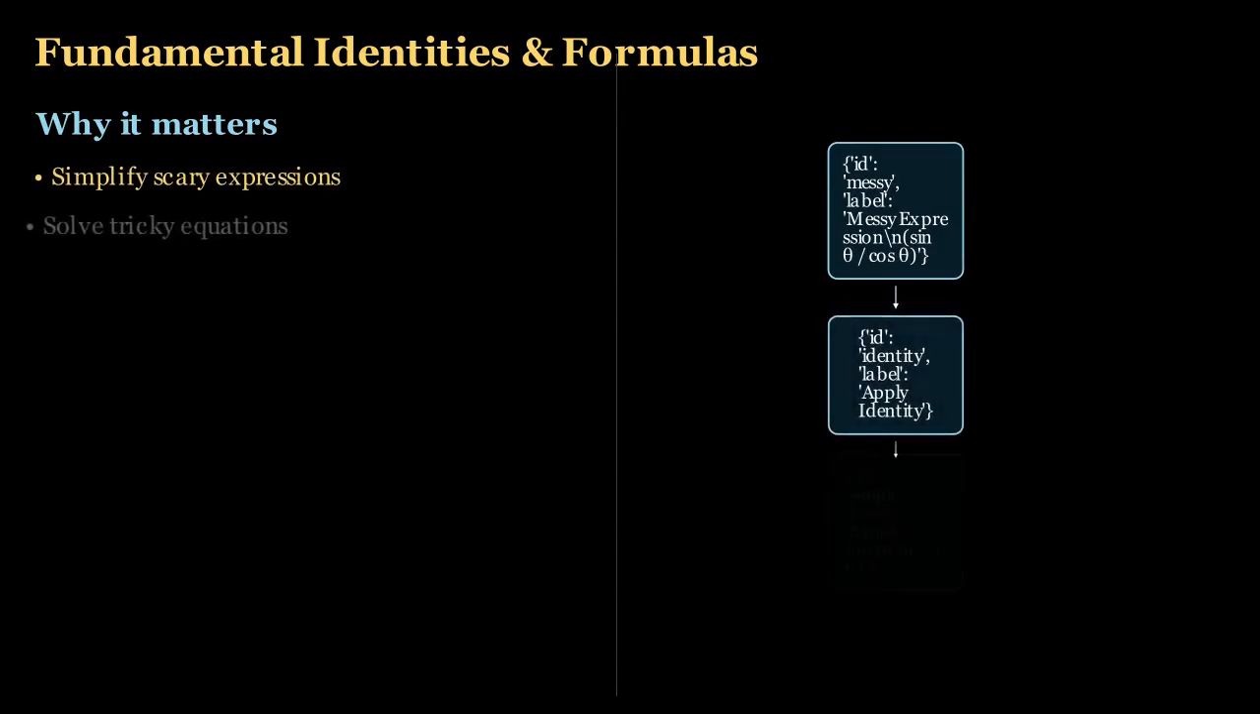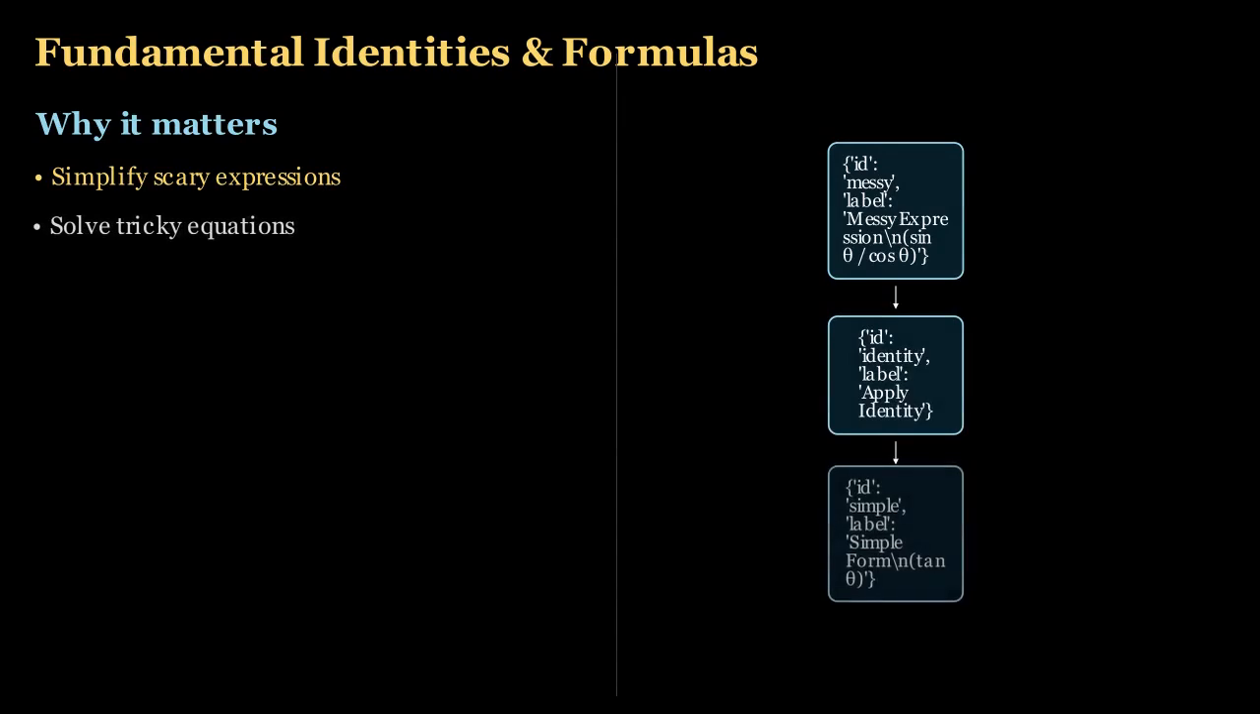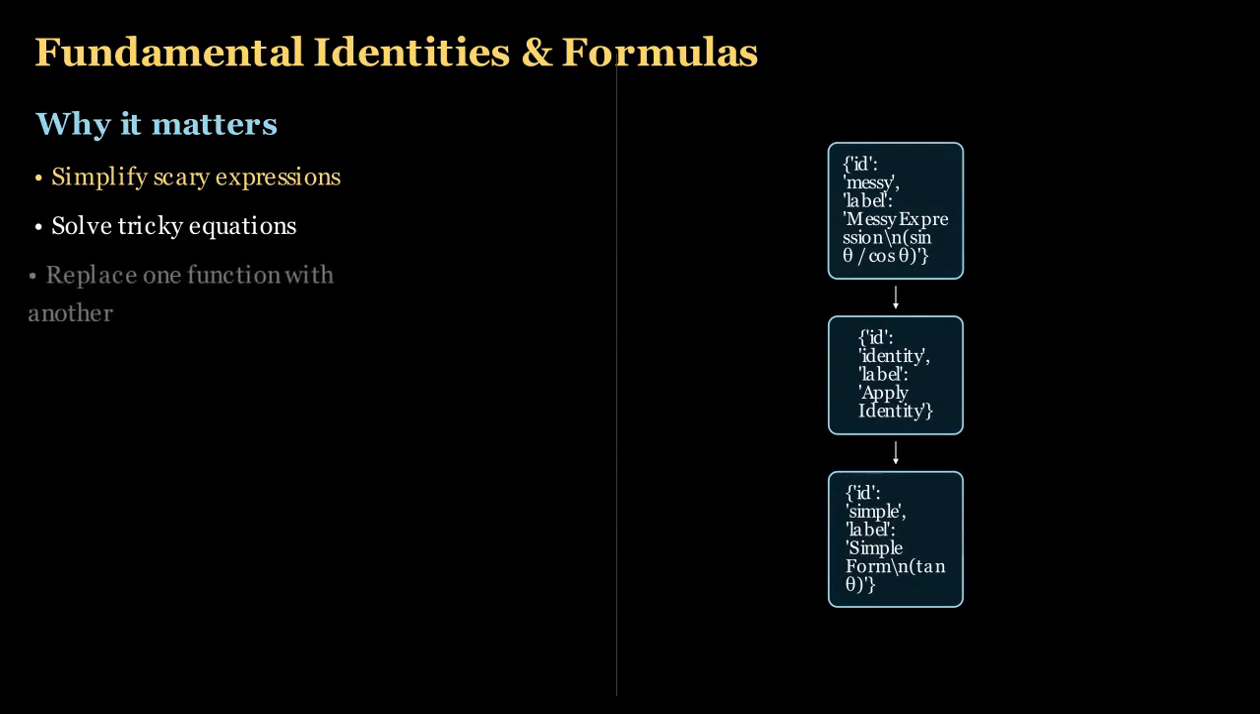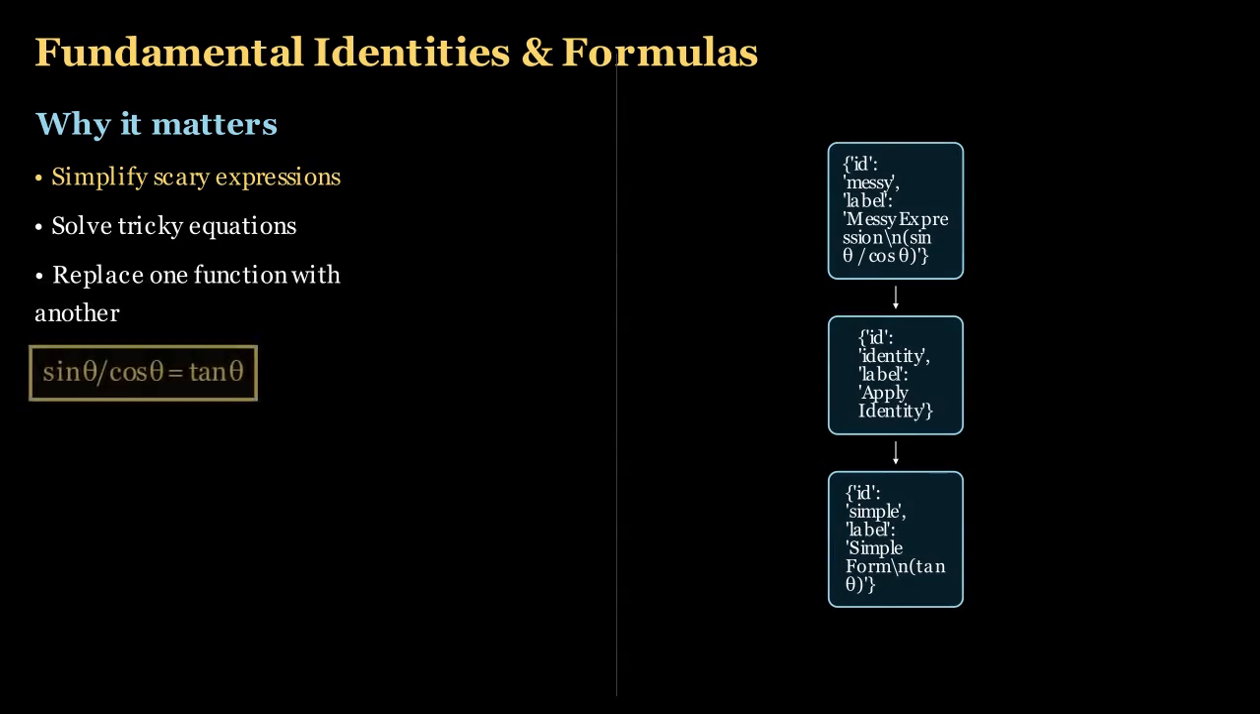For example, sine over cosine is just tangent. And 1 minus sine squared is just cosine squared. Identities are your secret weapon for rewriting trigonometric expressions into forms that are easier to differentiate, integrate, or solve. They are the basic tools that let you reshape a problem until it becomes manageable. In calculus, you will constantly use them to turn a hard problem into an easy one.